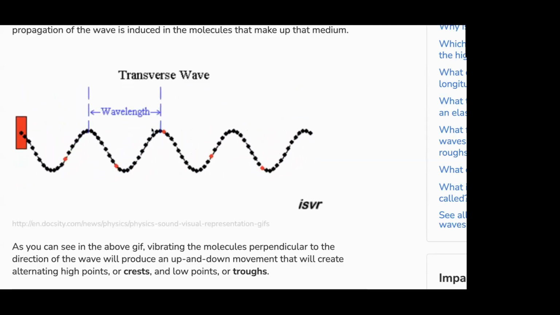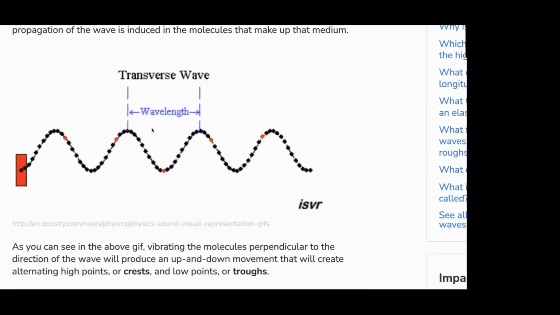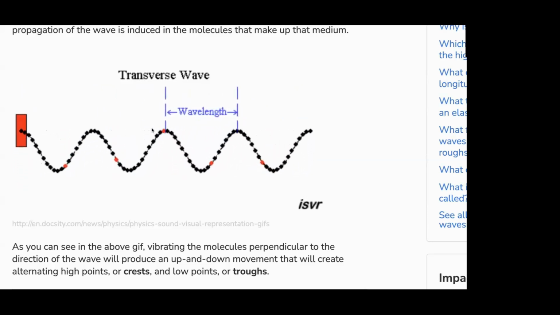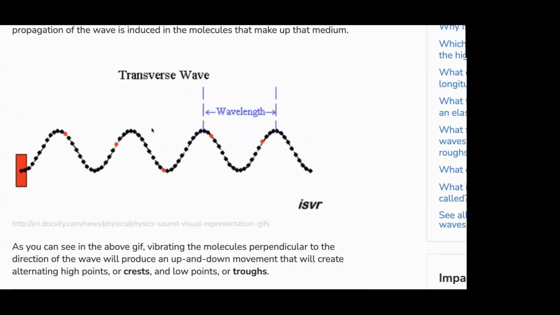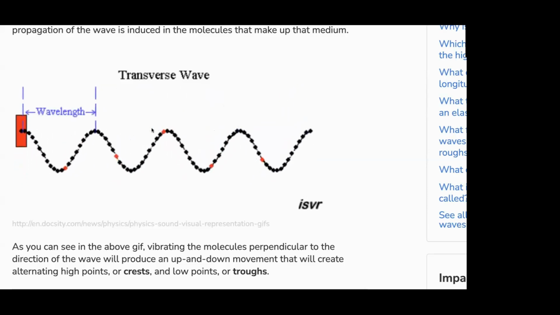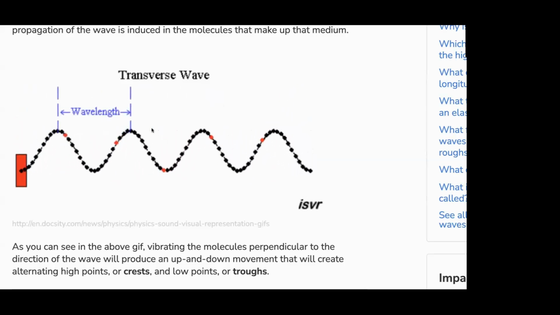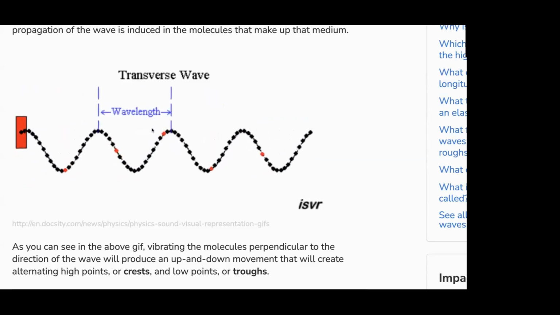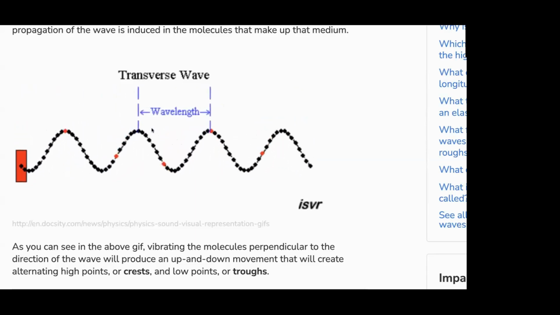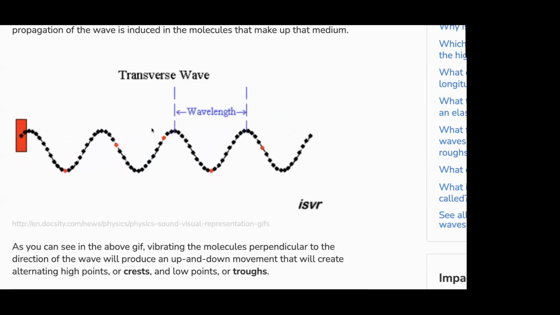Now there is something called wavelength and all those things that we will go into in the next class. Amplitude, wavelength, frequency, time period, all those characteristics you will see in the next class. All right. So I hope you have got a good understanding of the two types of waves.